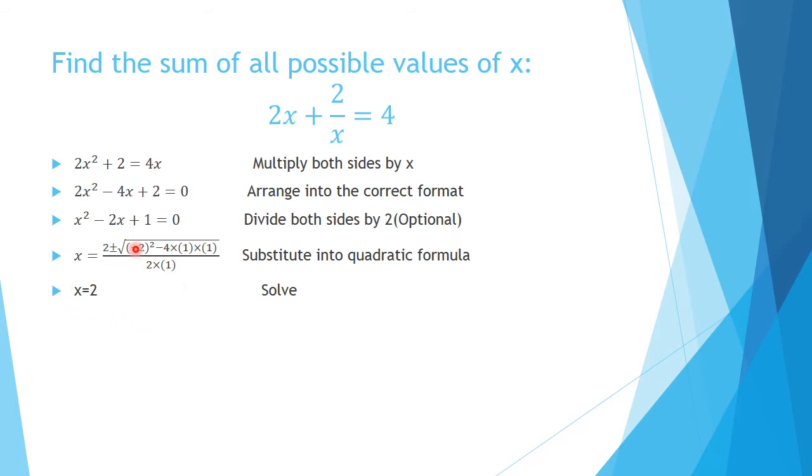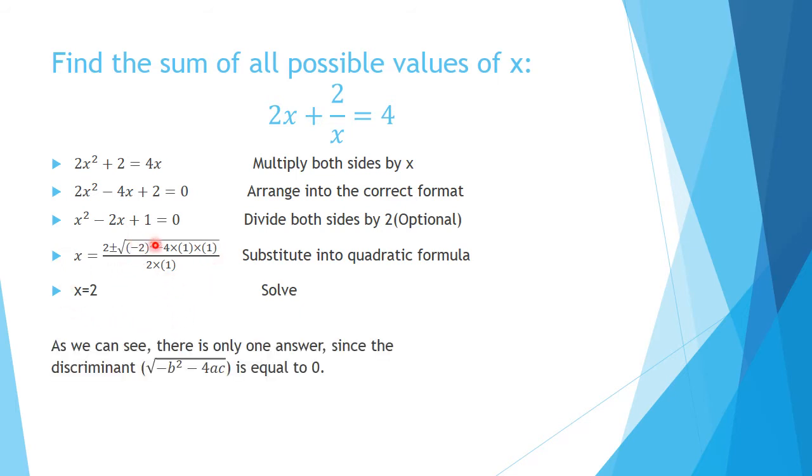There's only one answer because this part is 0. This part is also called the discriminant, and we will talk about it more in future videos. So if the discriminant is 0, we can easily see that there will be only one solution for x.